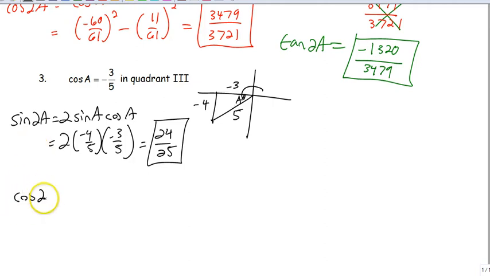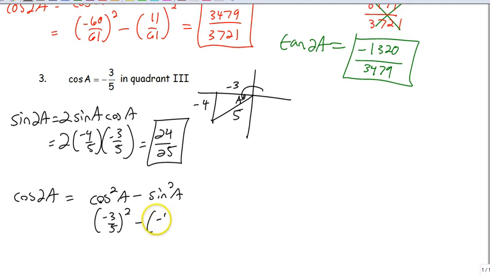Cosine of 2a, same thing. I'll do cosine squared minus sine squared again, because that's one of the formulas you can use. You can use any of the 3 though. So cosine is negative 3/5 squared minus negative 4/5 quantity squared. And then when you solve that, you get negative 7/25.